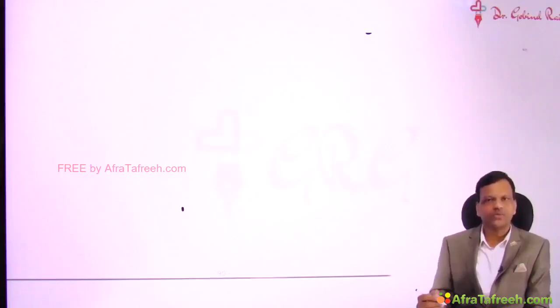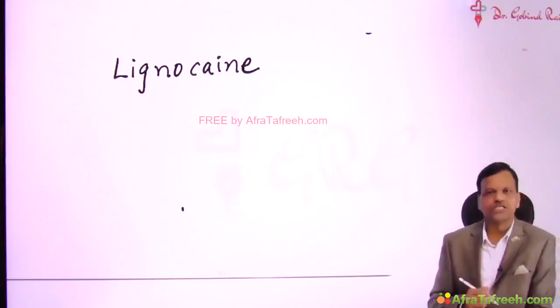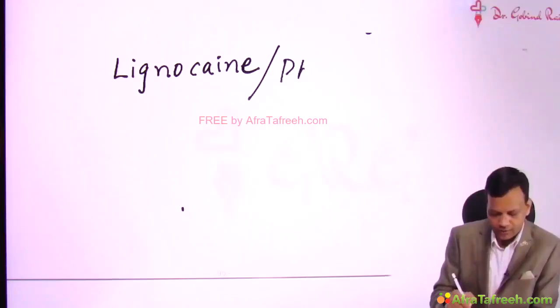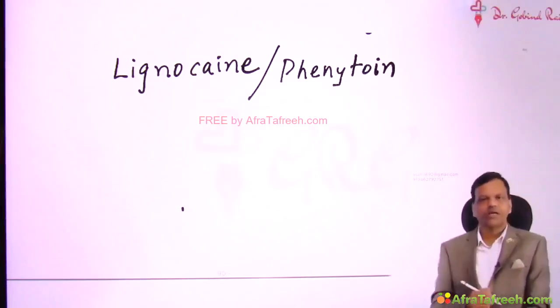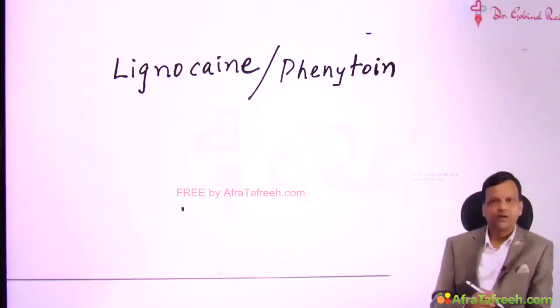But if arrhythmias are still present even after correcting these, then we need to give an antiarrhythmic drug. The drug of choice for digitalis induced arrhythmias is lignocaine. The alternative to lignocaine is phenytoin. Phenytoin or lignocaine are the drugs of choice for digitalis induced arrhythmias. They are mainly used for ventricular arrhythmias.